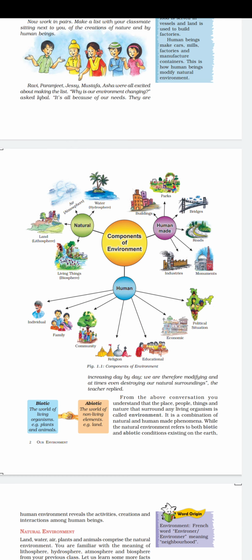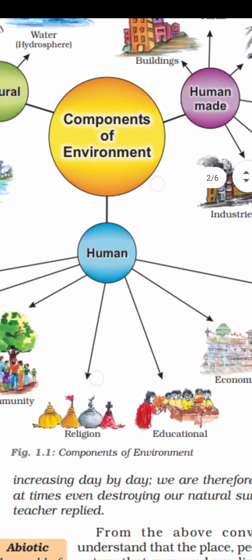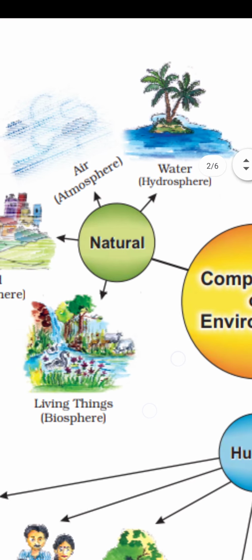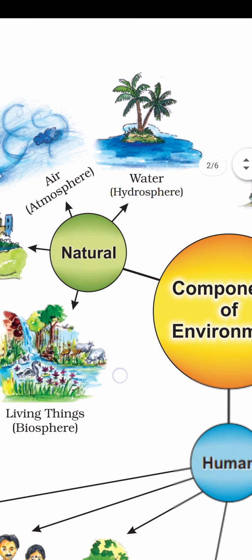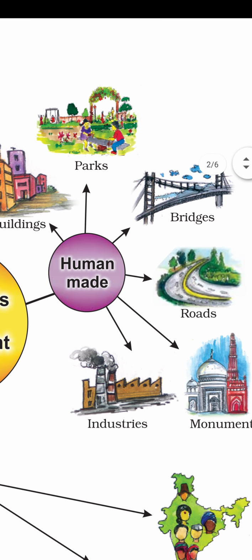So this environment is a combination of two things, children, two phenomena. What are those? Natural and human-made. So in the above picture we have seen what are the natural and human-made. But once again, let's see. See here, these are the natural environment, and these are the human-made environment.